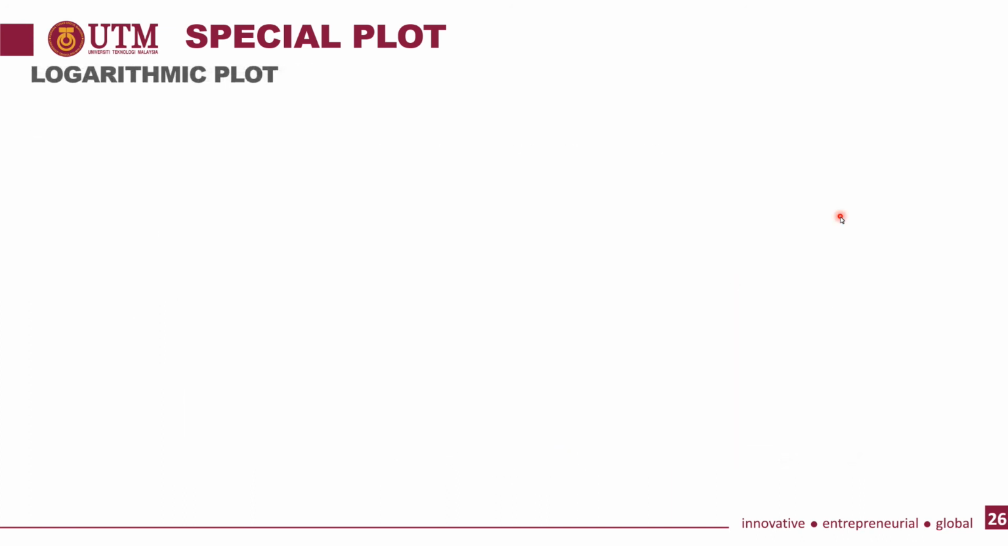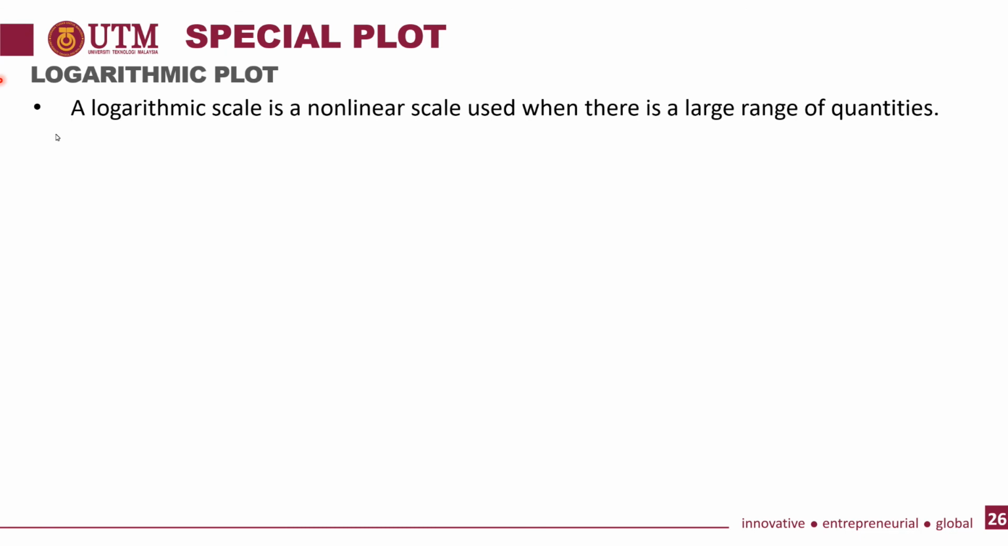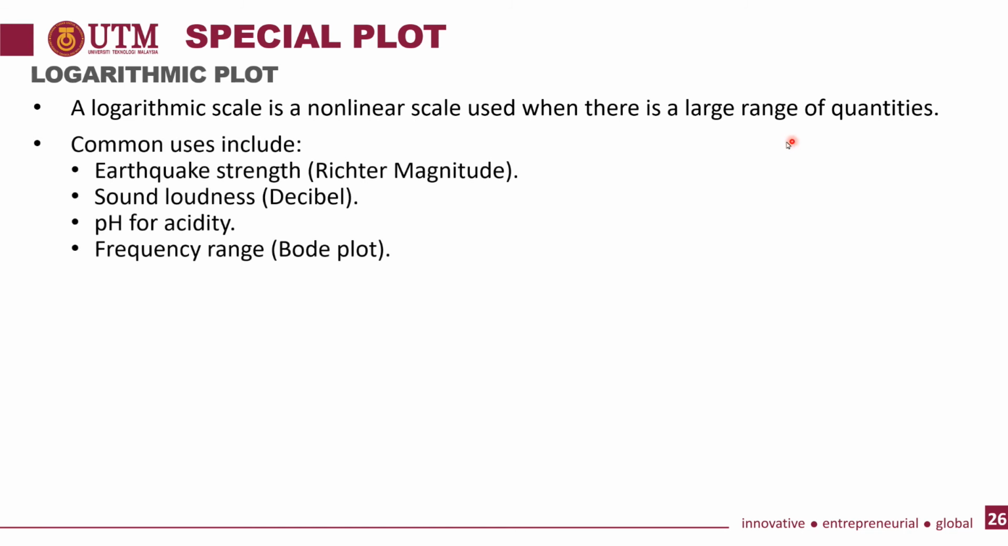Next is the logarithmic plot. A logarithmic scale is a nonlinear scale used when there is a large range of quantities. Logarithmic is used where the base value is really large, so people use logarithmic. Logarithmic is 10 to the power of something, like 10 to the power of 1, 10 to the power of 10. Common uses include earthquake strength on the Richter scale, sound loudness in decibels, pH for acidity, or frequency range. For frequency range we will use the Bode plot.